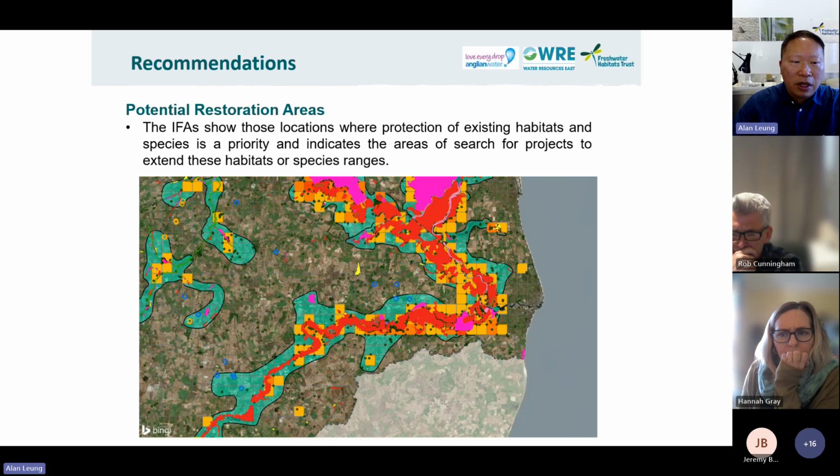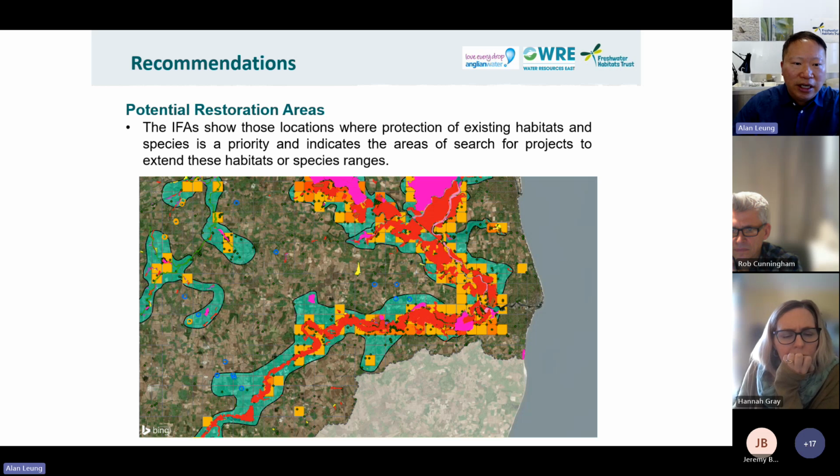So if we look at this map, you can see that the location of the IFA helps us identify where the location in the catchment has high priority for projects, for example, habitat creation or habitat enhancement work.